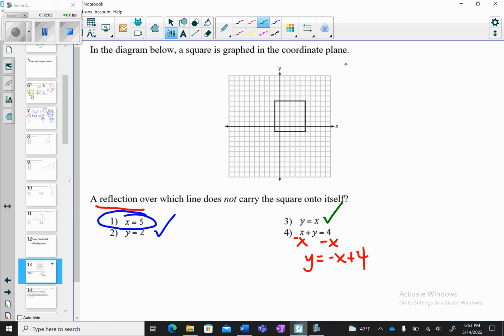And then if I have y is equal to negative x plus 4, I have to go up 4 on the y-axis for my y-intercept, and I'm going down 1 over 1 as the slope. So if you notice here, this is going to be your line, x plus y is equal to 4. And that also will carry onto itself. It will reflect onto itself. So therefore, choice 1 is the answer. It does not carry onto itself, and x is equal to 5. It changes the location of the original image.